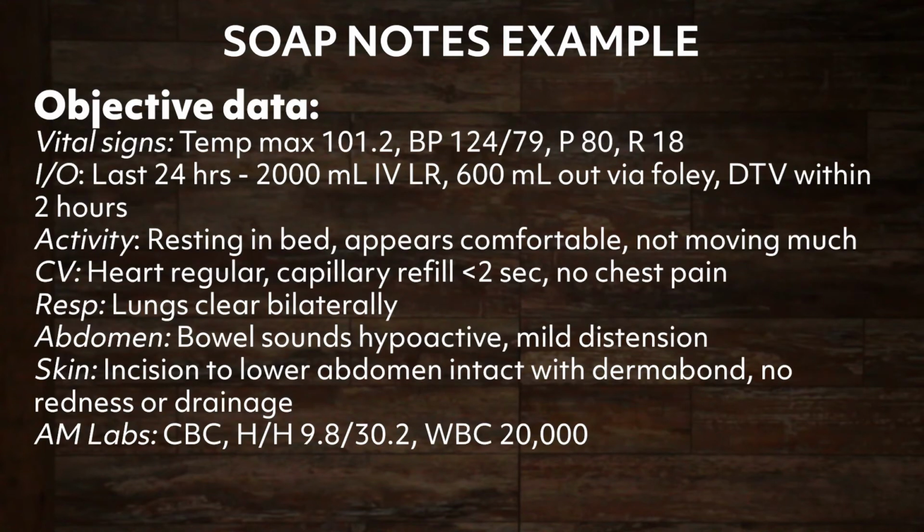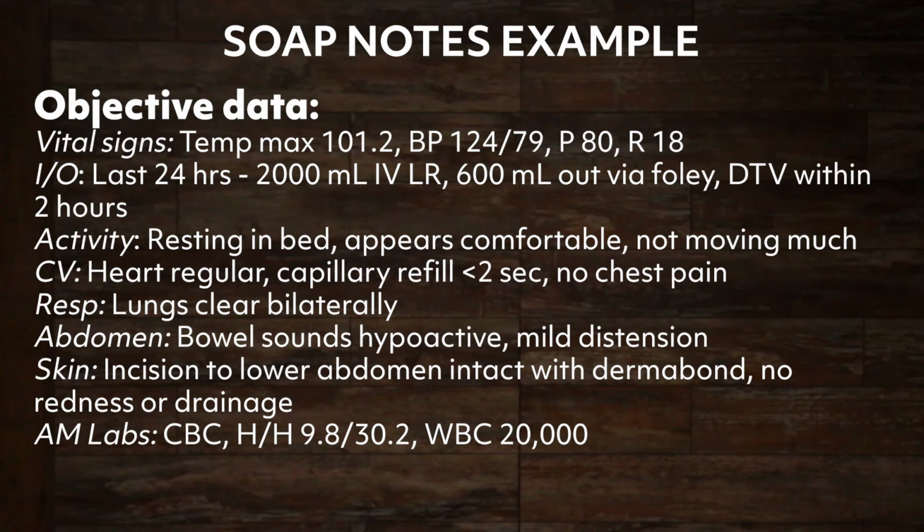Objective data. Vital signs. Temp max is 101.2. Blood pressure 124/79. Pulse 80. Respiration 18. I&O in the last 24 hours: 2,000 mL of IV LR, 600 mL out via Foley. Due to void within 2 hours. Activity. Resting in bed, appears comfortable, not moving much.